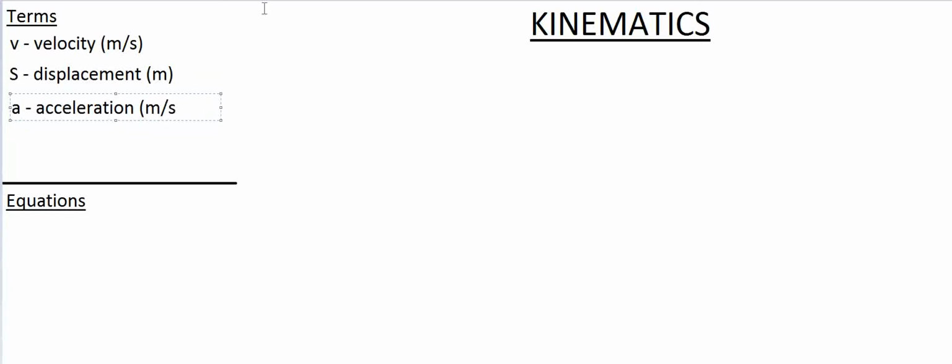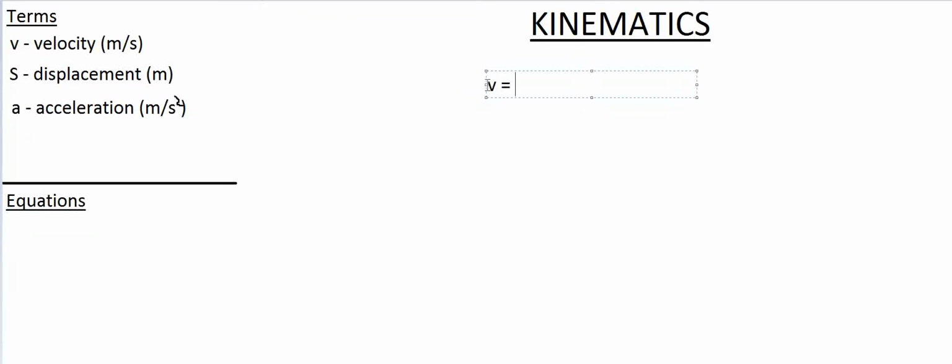Know that acceleration is meters per second squared. Okay, like that. So I'll be explaining the equations. There are four equations you need to know, and I'll start with these two.